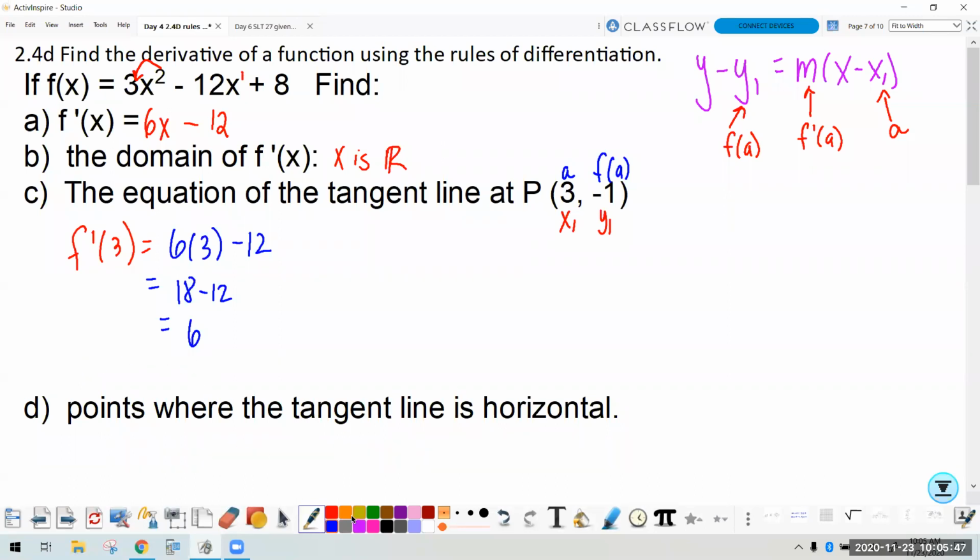So that's our slope. The derivative is 6 at 3. The slope is 6. So our tangent line is y minus y1 equals m times (x minus x1). Minus a negative, I'm going to make that look nicer. We get y plus 1 equals 6 times (x minus 3).